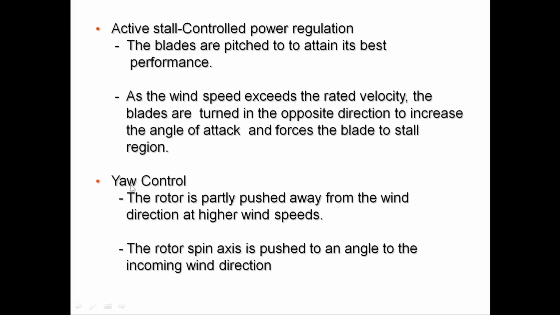Again, there is another control known as yaw control. The rotor is partially pushed away from the wind direction at higher levels. So it will be slightly moved whenever the speed of the wind is increased beyond the set limit. The rotor will be partly pushed away. You might have seen in the windmills several times, the wind rotor will be positioned in different directions, different angles.